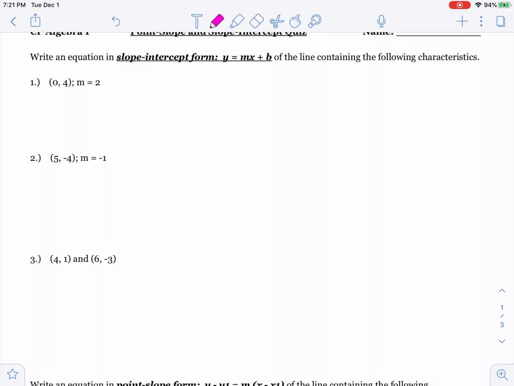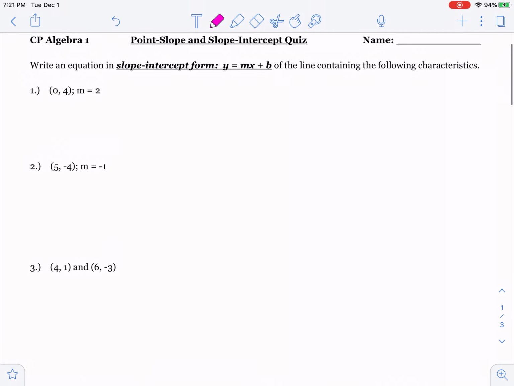Oh, that turkey. Okay, this is slope intercept form. Still making a couple of mistakes, a couple of you. So I want to make sure you understand what's happening here. Slope intercept form. Here is your equation.